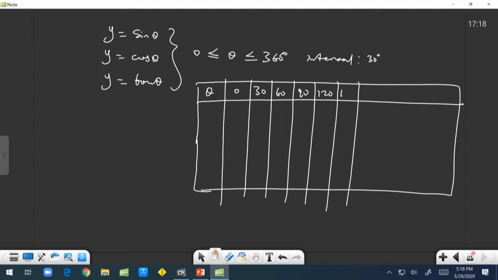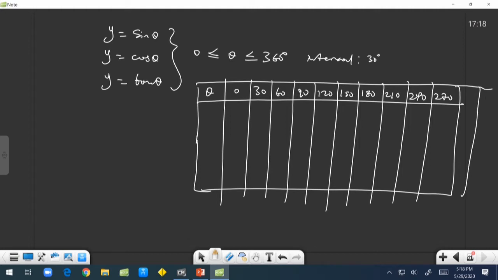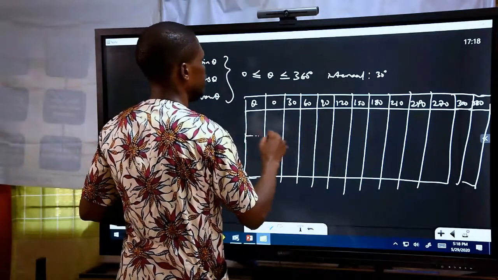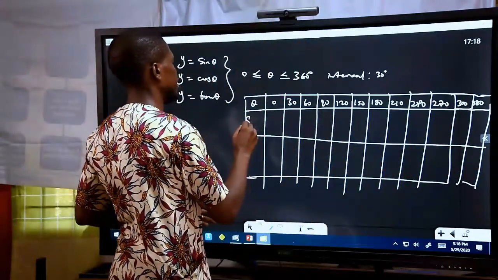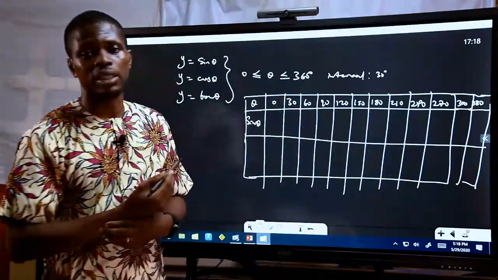we have 150, then we have 180, we have 210, we have 240, then we have 270, and so on and so forth. We have 300, 330, and 360. So let's see, we are looking for sine theta. How do you get sine theta?